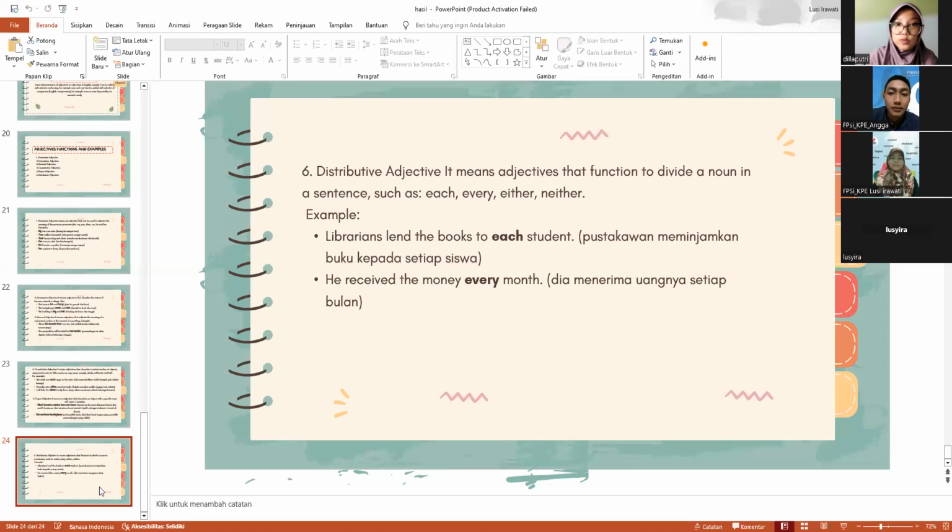Sixth, distributive adjective. It means an adjective that functions to divide a noun in a sentence, such as each, every, either, neither. Maksudnya dari kata sifat ini berfungsi untuk membagi sebuah kata benda dalam kalimat. Example, librarians lend the books to each student. Pustakawan meminjamkan buku kepada setiap siswa. He received the money every month. Dia menerima uangnya setiap bulan.